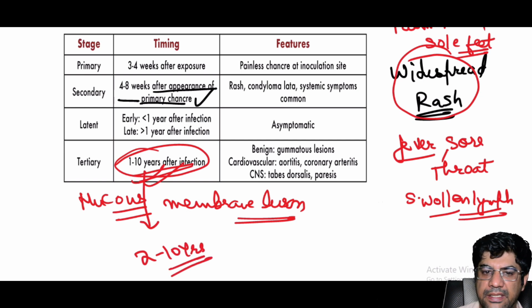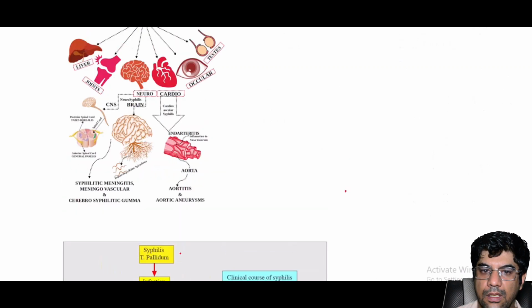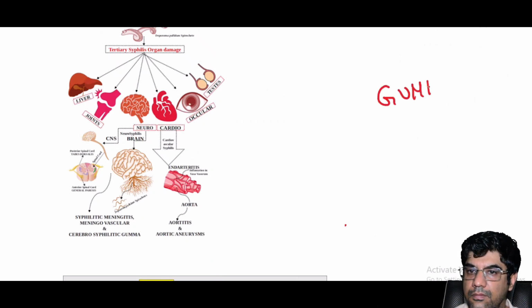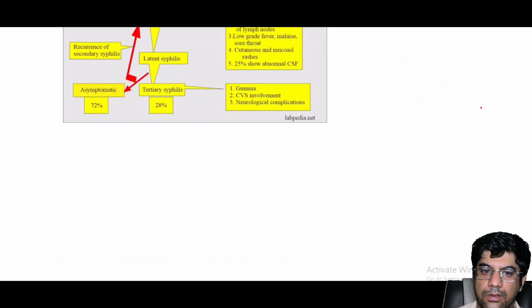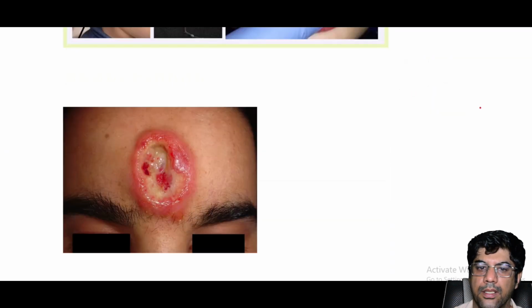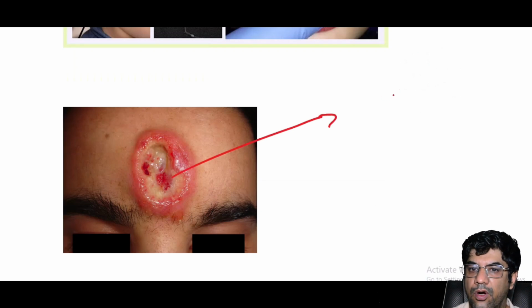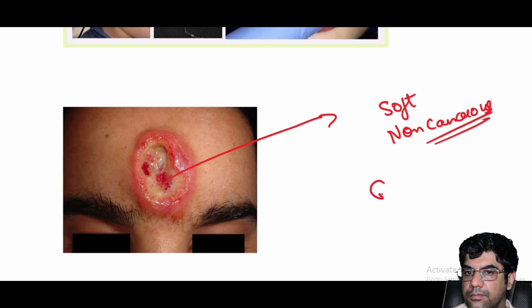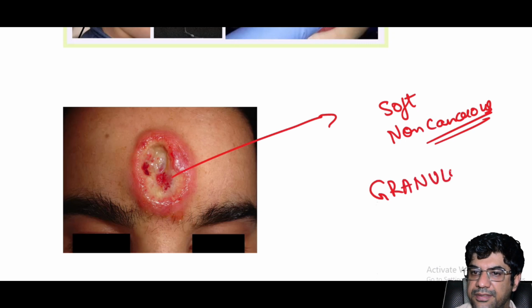So here the most important feature that you would see is gumma formation. So what are gummas? Remember, gummas are soft, non-cancerous growths that result from the tertiary stage of syphilis. They are typically soft, rubbery and granulomatous, that is, they are composed of granulomatous tissue.